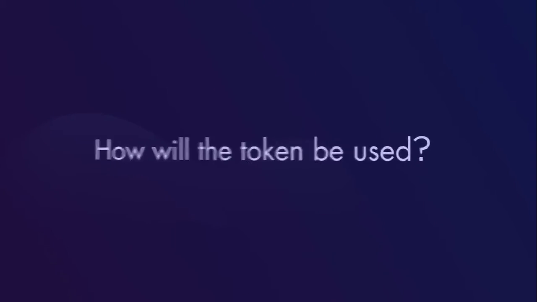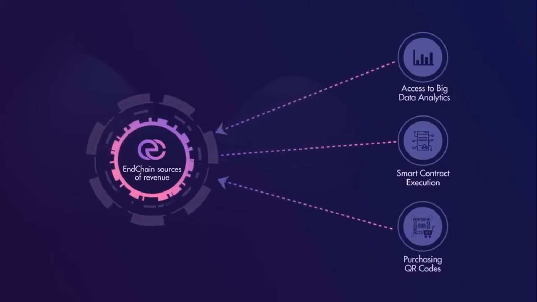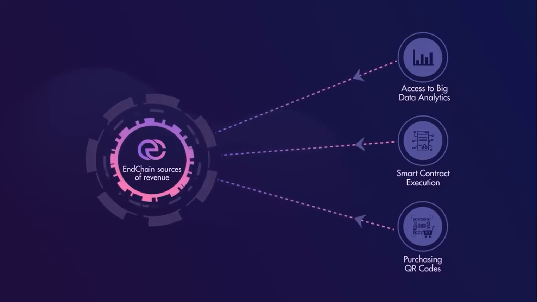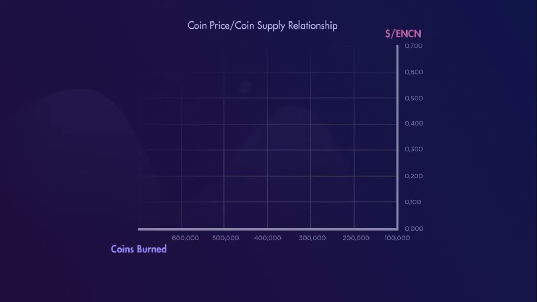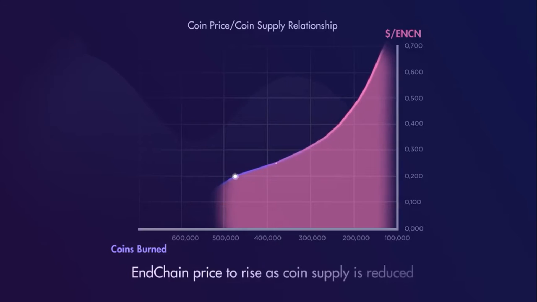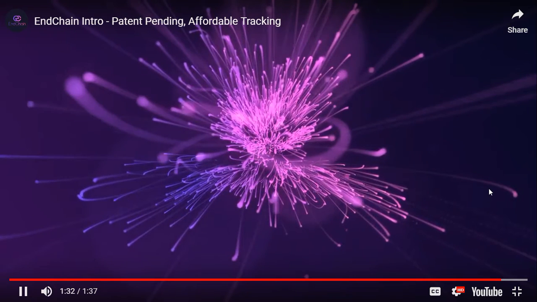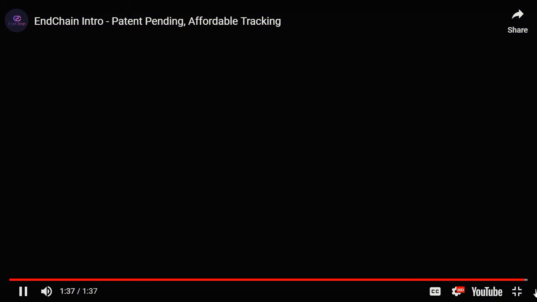How will the token be used? Our tokenomics ensure Endchain tokens consistently rise in value. Endchain services like our big data tool are paid for with Endchain tokens. 2-4% of the coin fees will be destroyed. This reduction in coins leads to the value of each remaining coin increasing. The future of ending fakes and logistical complications belongs to the blockchain.